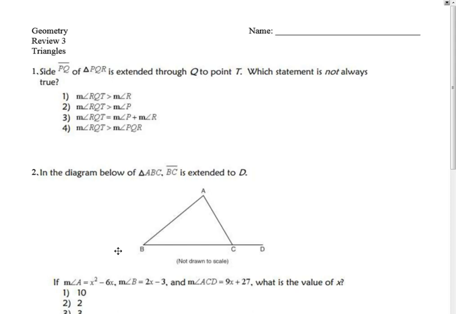Okay, so it says side PQ of triangle PQR is extended through Q to point T. Which statement is not always true? So obviously we want to draw a picture of this. I want to encourage you to try your picture here first before I draw it there. Can you grab that for me, somebody? Okay, so see if you can draw this picture.